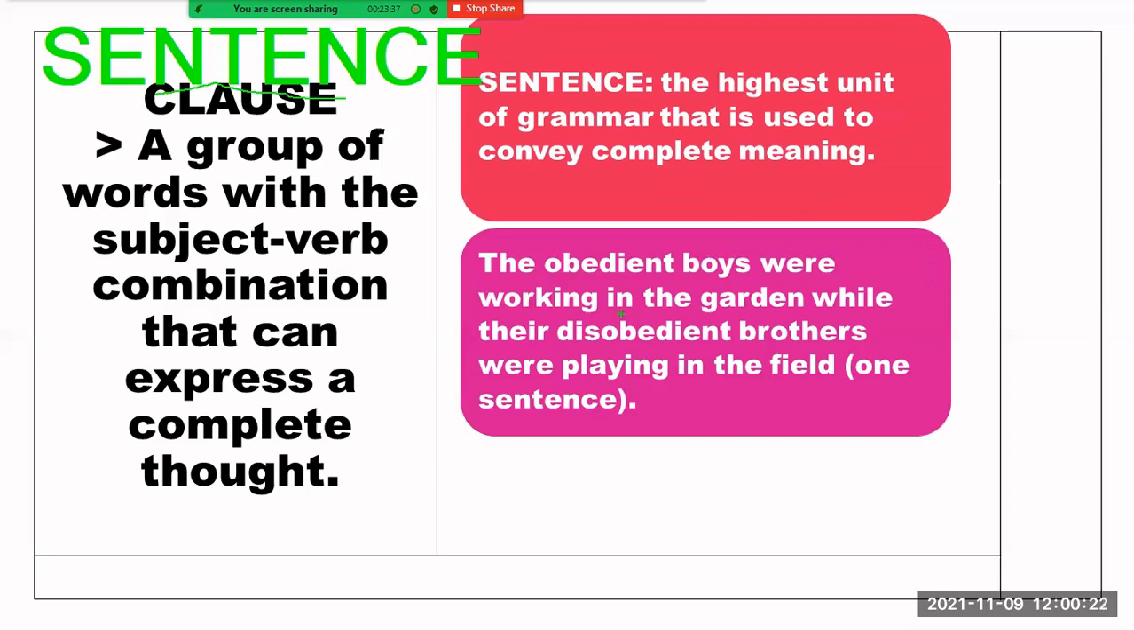And so here we have the complete sentence here. The obedient boys were working in the garden while their disobedient brothers were playing in the field. This is one sentence. And this is the type of sentence that we call a complex sentence.